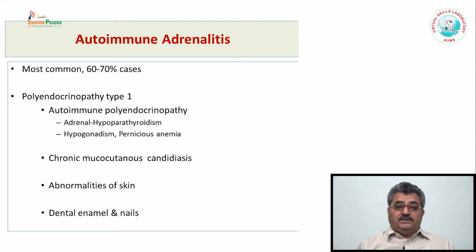Autoimmune adrenalitis is the most common condition, with 60 to 70% of the cases, and many times it is associated with polyendocrinopathy type 1, where there is autoimmune polyendocrinopathy, adrenal involvement, hypoparathyroidism, hypogonadism, pernicious anemia, chronic mucocutaneous candidiasis, some abnormalities of the skin and dental enamels and nails.